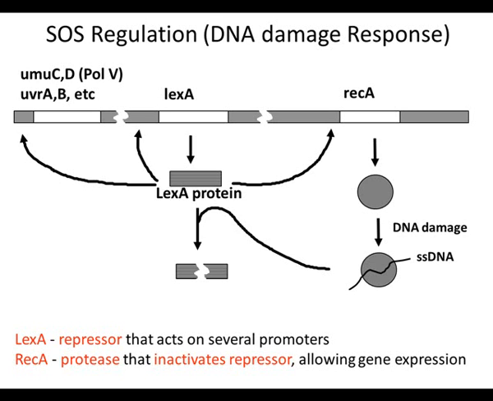And you produce more of UvrA, B, and C, and more of UmuD and C, which code for a new polymerase. Okay, so RecA, which is involved in recombination, as we'll see later, is really the sensor, because when it binds to single-stranded DNA, it has the ability to inactivate the LexA repressor, which is the repressor that controls all these genes involved in DNA repair.